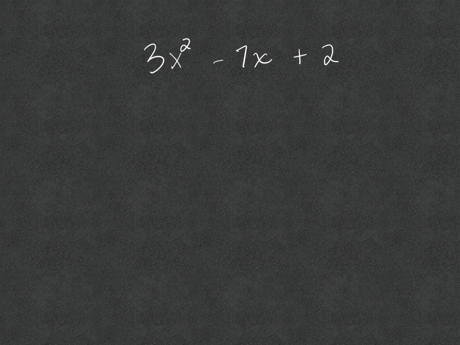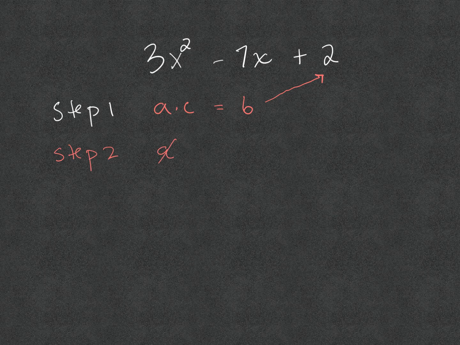Now, in this method, what you're going to do first, so let's call this step 1, is take the a times the c and then get rid of the a. So my first step, I'm going to write that out, a times c. What is a times c? 6. I'm going to put that right there. Now, step 2 is to get rid of the a. If I do those two things, I'm going to get x squared minus 7x plus 6.